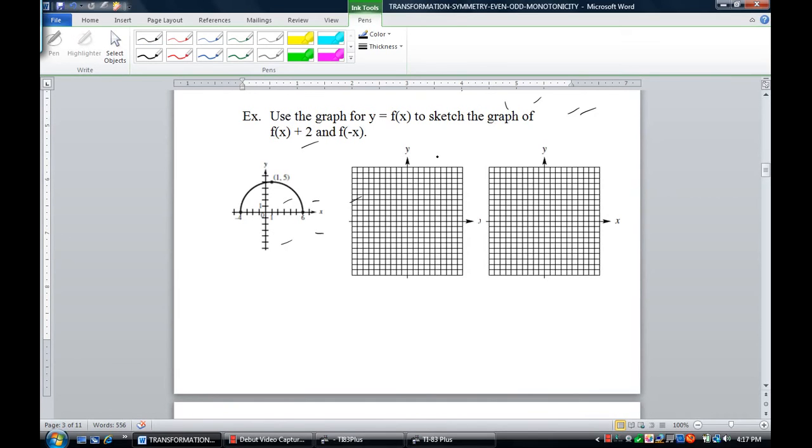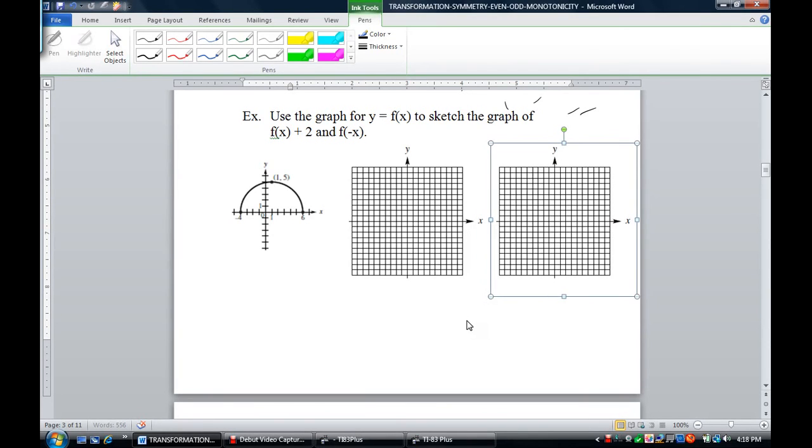This one, well, let me try to clean this up first. Some of these things are in my way and they don't need to be there. Just a little cleanup. You can fast forward through this if you want to. Okay.